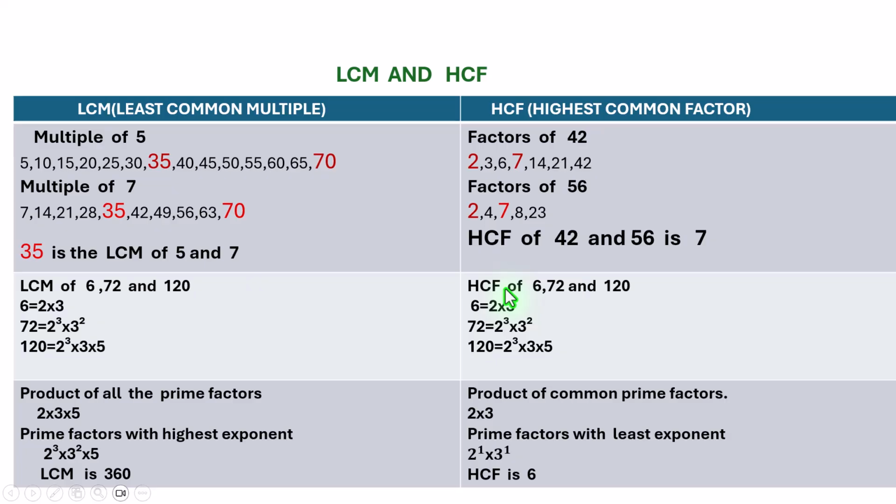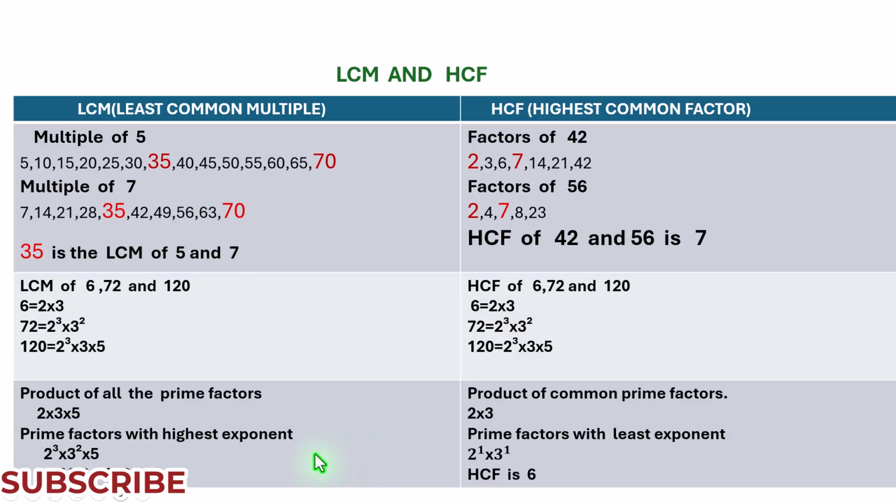For the highest common factor, this is the factorization of primes. Take the product of common prime factors and exclude non-common prime factors. Here 2 and 3 are common prime factors, and 5 is non-common. So the non-common factor is excluded for the calculation of the highest common factor. The product of common prime factors is 2 into 3. Take prime factors with the least exponent. 2 cube is there and 2 raised to 1 is there, so take only 2 raised to 1.